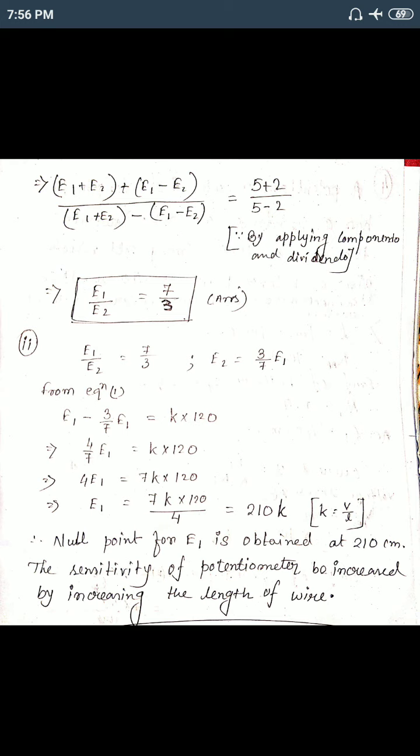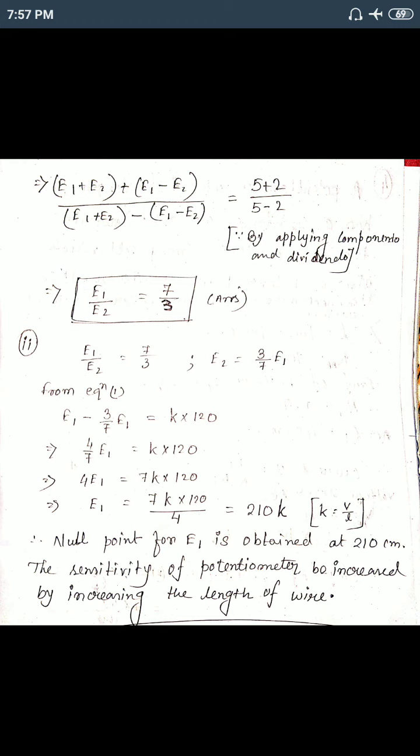I hope it is understood. Here we find E1 equals 210 into K, but just compare with the definition K equals V by L, or E by L. So in place of V we have E1, and L is 210. L means the null point distance, or the length of the wire. That is the potential gradient, potential per unit length. So we can say that the null point for E1 is obtained at 210 centimeter.